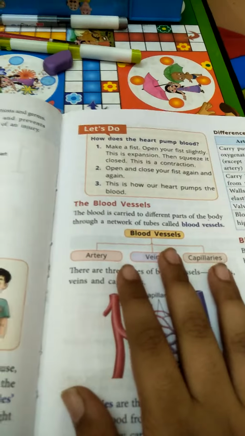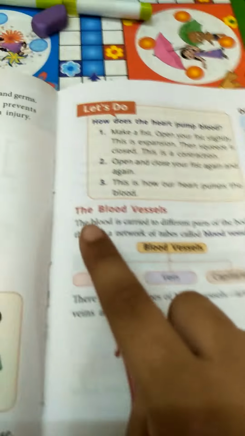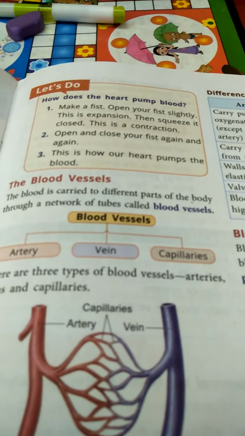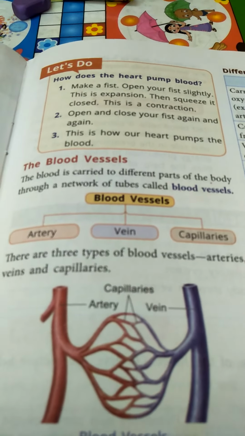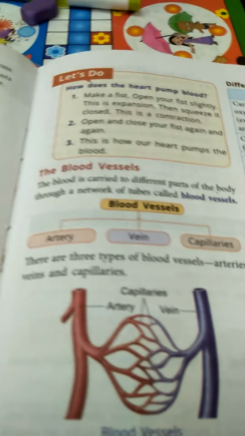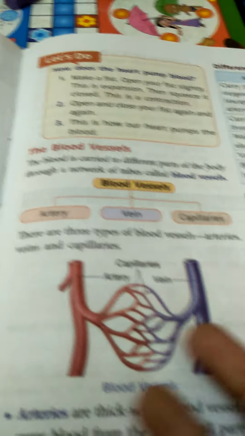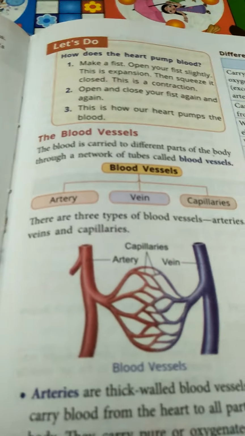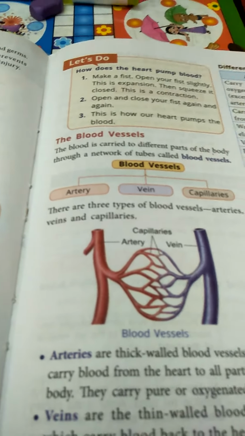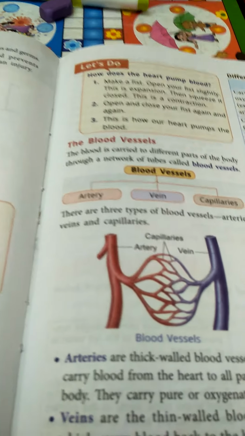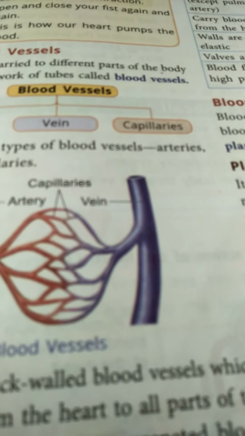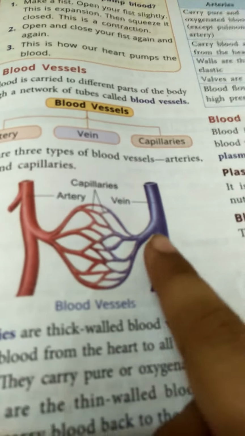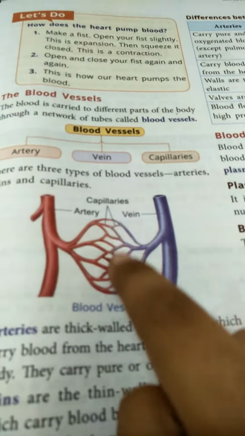Now we have read about the heart. Now let us come to the blood vessels. The blood is carried to different parts of our body through a network of tubes called blood vessels. Now there are three types of blood vessels: arteries, veins, and capillaries. Here you can see, this is the vein, this is the artery, and these are capillaries.